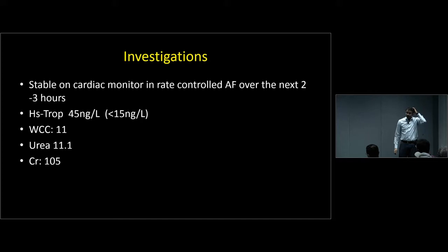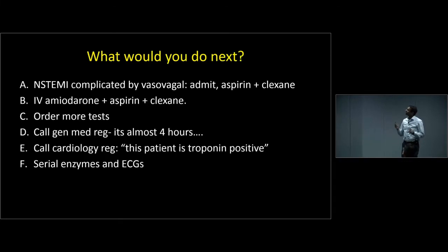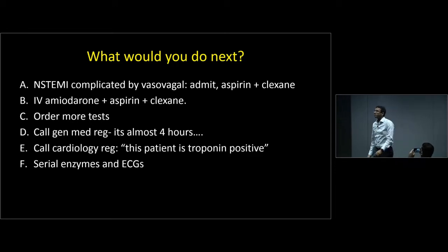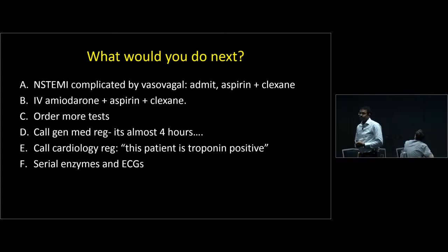So some investigations were done. Do you guys use high sensitivity troponin here now? Is that the norm for you? Just in the hospitals, okay. Yeah, we're a pretty mixed bag in Australia as well. So slightly elevated white cell count, slightly elevated high sensitivity troponin, nothing much on the monitor. I just put these MCQ-type points up for discussion, but I'm interested in what people would do at this point.